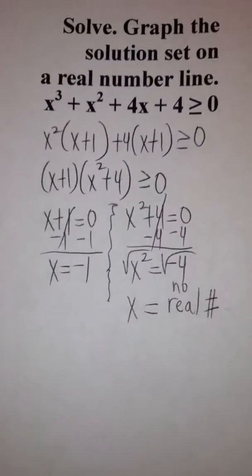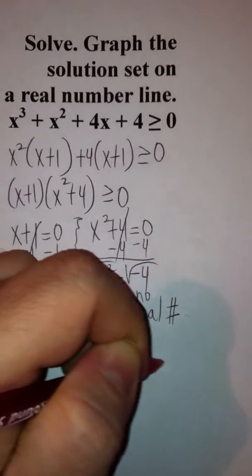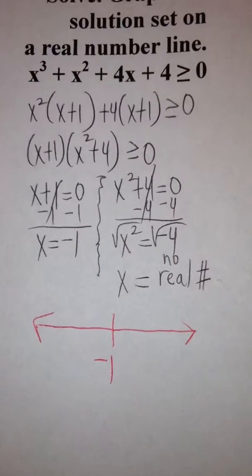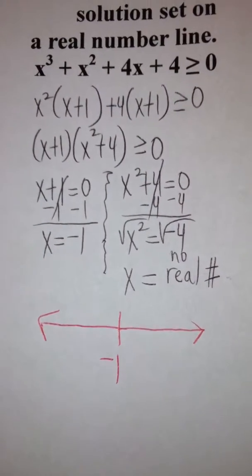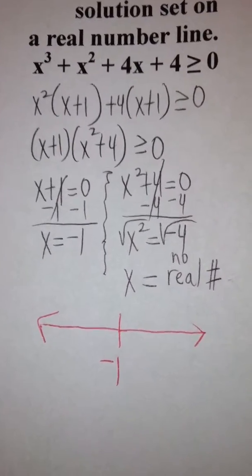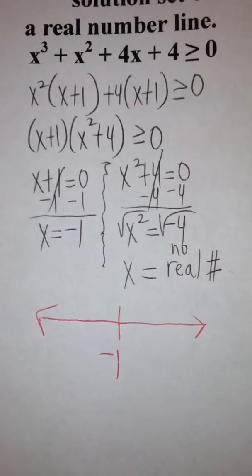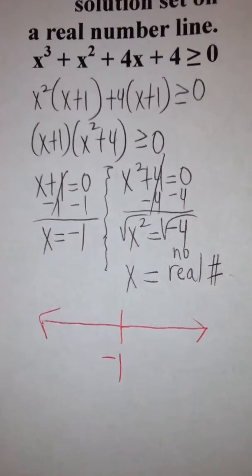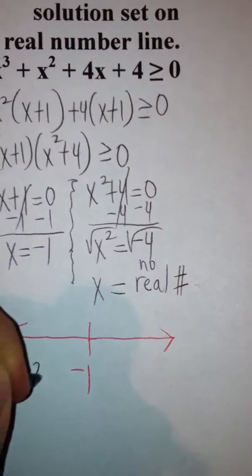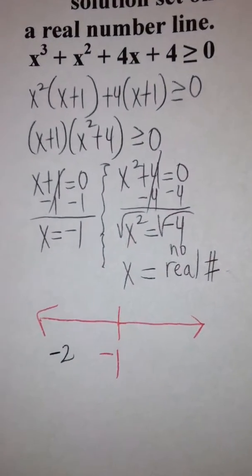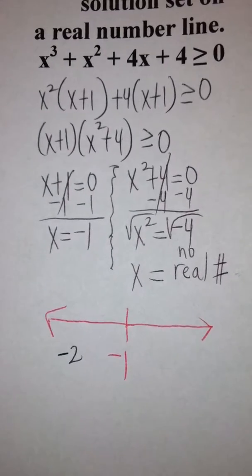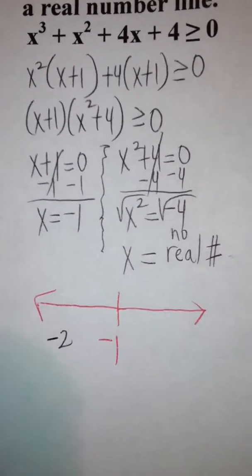Next step, put negative 1 on your number line. And we need to find numbers to test the interval both less than negative 1 and also the interval greater than negative 1. So what would you like to pick for less than negative 1? Negative 2 is a good choice. Negative 3 would be fine. Anything less than negative 1 would work. And the obvious choice for greater than negative 1 would be 0.